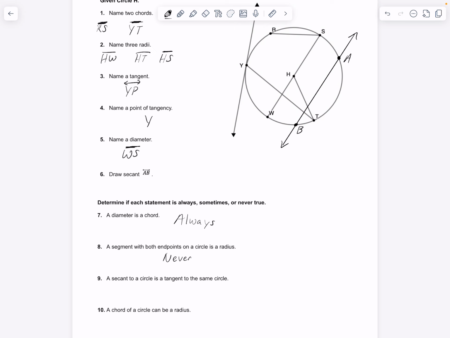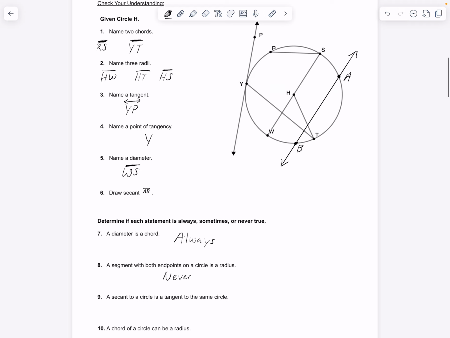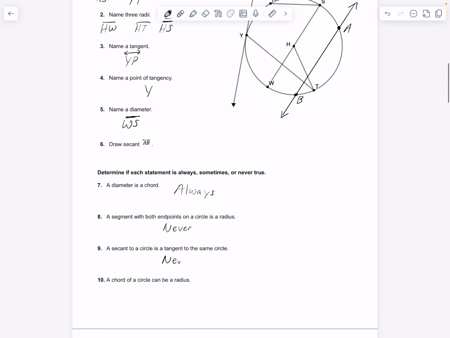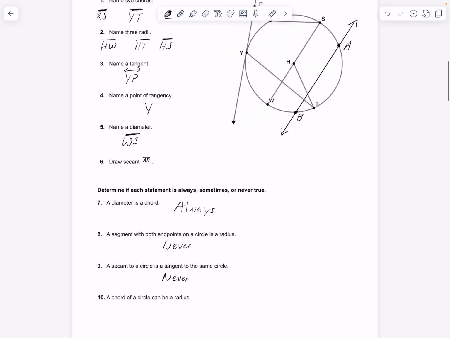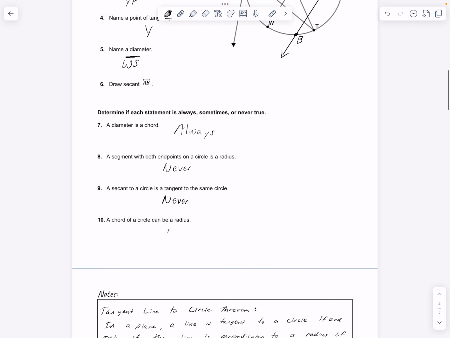A secant to a circle is a tangent to the same circle. We drew secant AB, and a secant has 2 points. All right, it's a line that goes through 2 points on the circle, and you should know from looking at our tangent YP, or in the definition, a tangent is going to intersect the circle at 1 point of tangency. This is never going to be true, right? If it is a secant, it's going to intersect at 2 points, and a tangent is going to intersect at 1 point. And a chord of a circle can be a radius. Let's see, a chord has endpoints that are on the circle, and does not say in terms of a chord that you have an endpoint that is the center. So no, this is never going to be true.